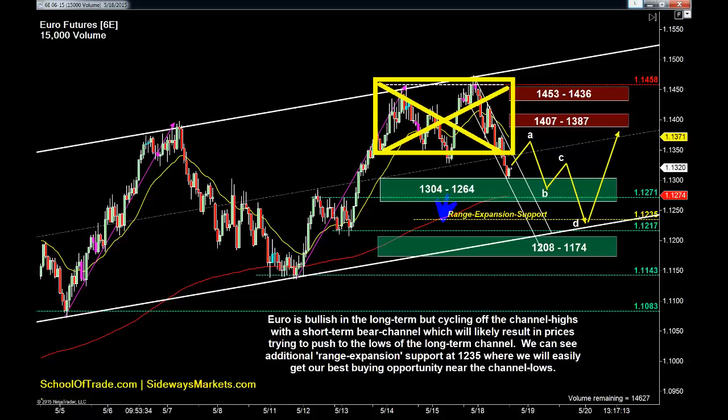And then let's project it down, right? Where does that put us? 1235. It's just a simple 100% range expansion. It's very, very simple technical analysis, range expansion support.